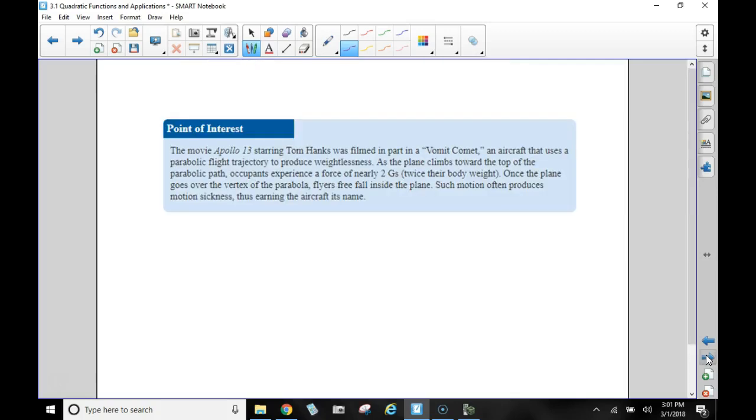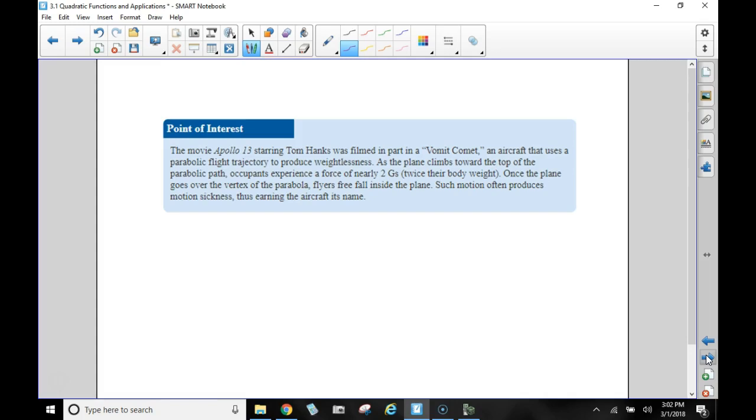All right. Look at this point of interest. It says the movie Apollo 13, starring Tom Hanks, was filmed in part in what they call a vomit comet, which is an aircraft that uses a parabolic flight trajectory to produce weightlessness.